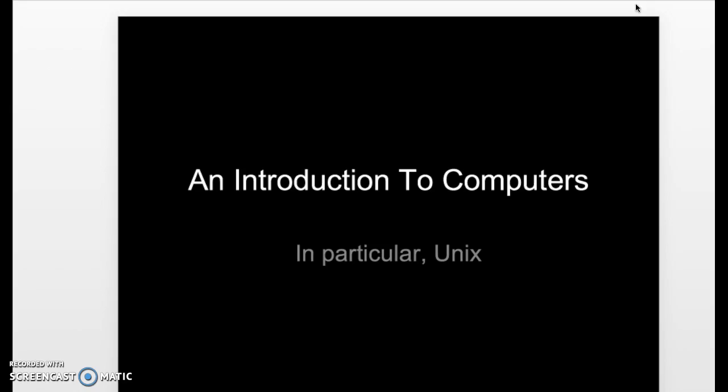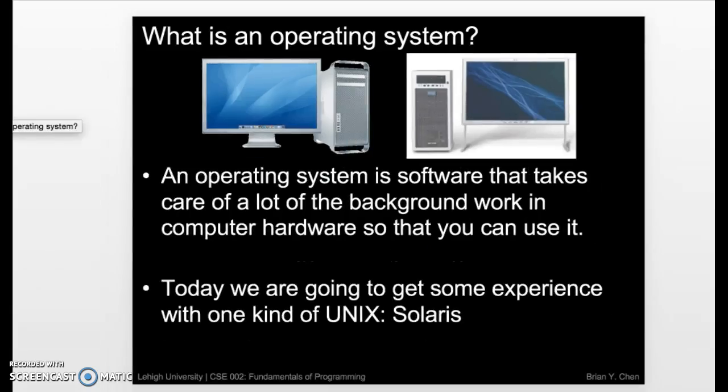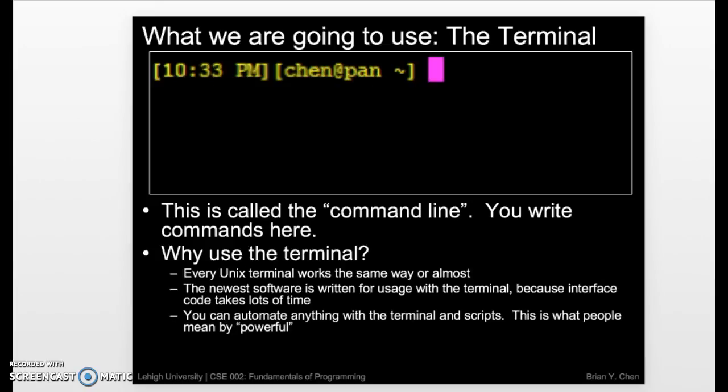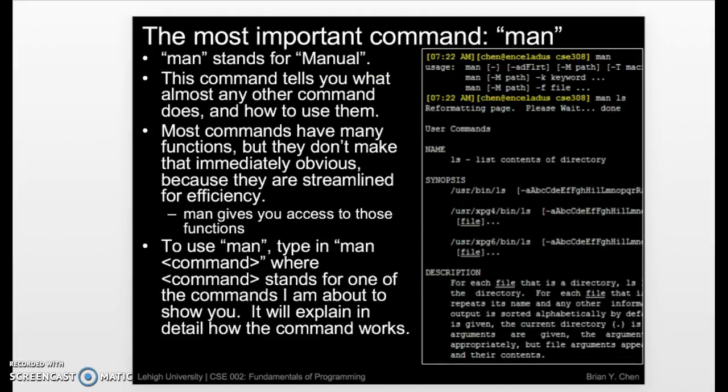Basically he describes what an operating system is, which is the software that takes care of all of the background work in the computer hardware so you can use it. The operating system that we're going to be using is Unix. We're going to use the terminal to type in these Unix commands to make sure our computer's running. We can start off with the most important command, which is man. man stands for manual, and it says what any other command does and how to use it.